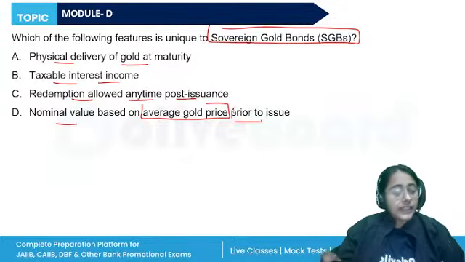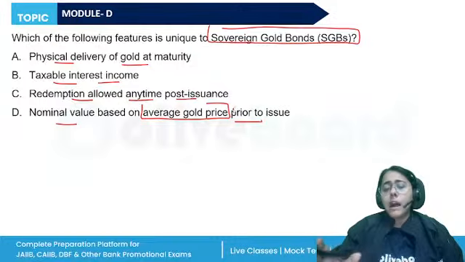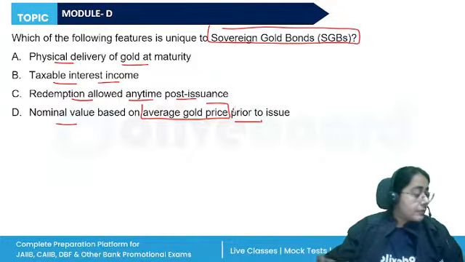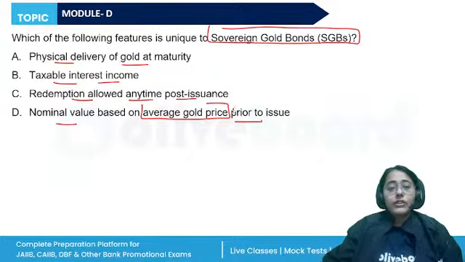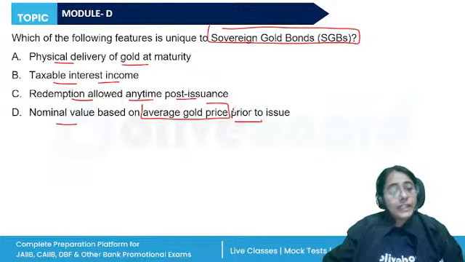The interest rate, is it tax free or is it taxed? How is the nominal value derived? Are there any limits imposed on what amount of sovereign gold bond an individual may hold? What is the liquidity and redemption? So which of the following is a unique feature? Unique feature, we are not asking for the correct statement. The feature which is unique only to the sovereign gold bond.